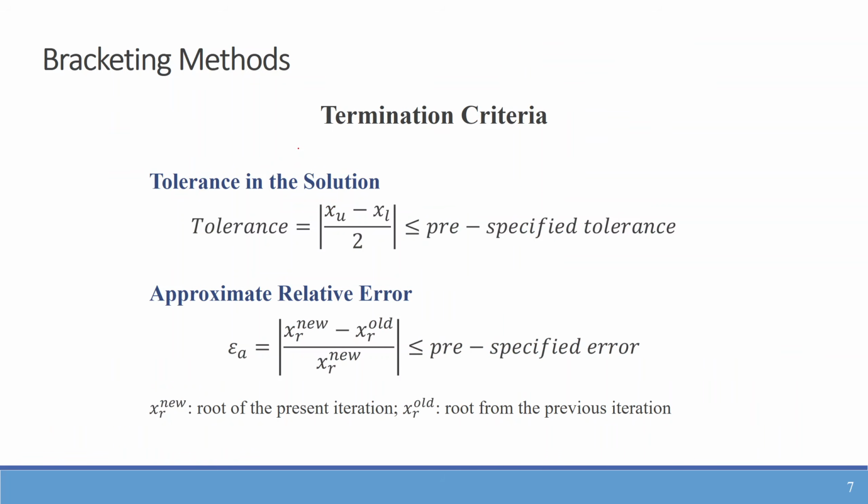Now, for the termination criteria or the stopping criteria, if you remember, we have what we call the tolerance. This is the average of the difference of the upper and the lower limit. And then we're going to stop if the tolerance is already met. We're going to compare this with our pre-specified tolerance. The other one is based on the approximate relative error. We need to ensure that the approximate relative error is less than or equal to the pre-specified error or the pre-specified tolerance. If you remember, that is epsilon s. This is our stopping criterion.